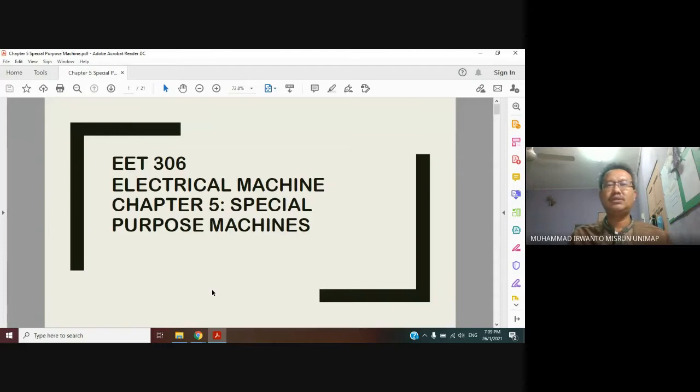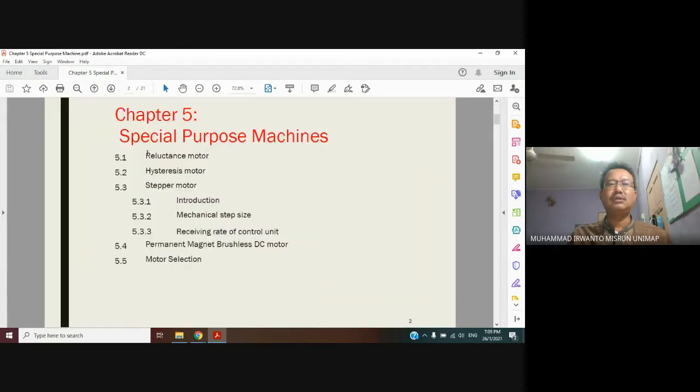Okay, for this session, we want to discuss the special purpose machine. Now, here I will read this slide by slide. There are some types of special purpose machine that will be discussed here.